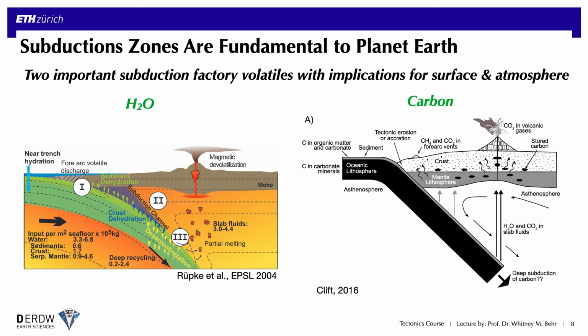Then the diagram on the right is just showing the various sources of carbon in the subduction factory, and you can see it's fairly similarly distributed within that system as water, but it exhibits different behaviors in how it can be entrained in arc magmas, the types of minerals it partitions into, its role in serpentinization processes, its ability to be stored in the upper plate, etc.